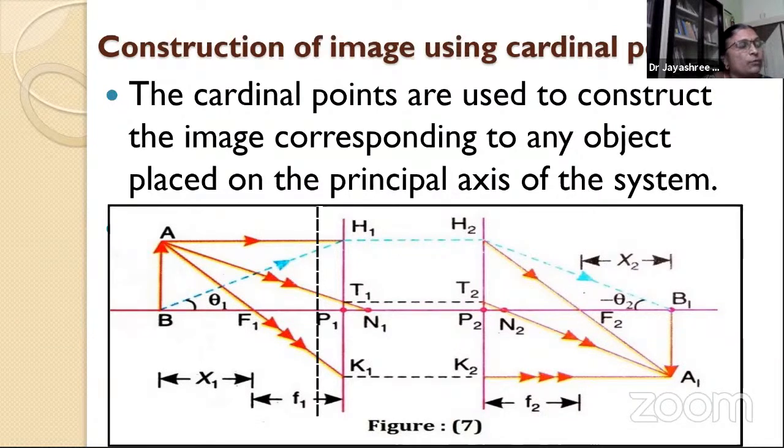As far as the first principal point and the second principal point are concerned, what are the features and the ideas related to the cardinal points? In general, there are these 6 points, as I already gave you. Depending upon the features of ray optics, which is very, very important, these are the combination of lenses used in the construction of an image using the cardinal points, right?